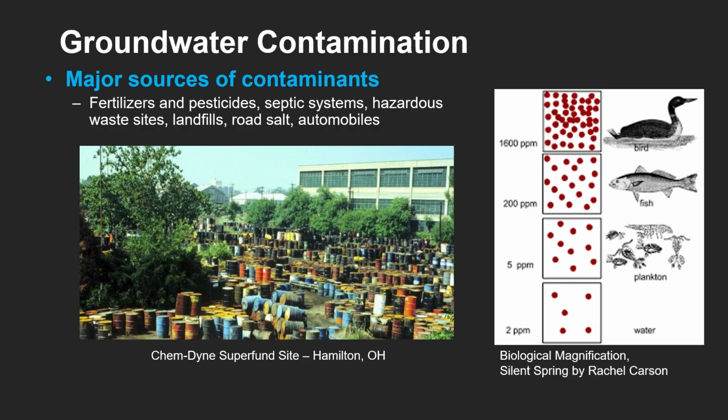Common sources of groundwater contamination include fertilizers, septic systems, landfills, and hazardous waste sites. The ChemDyne Superfund site in Ohio is a stark example. Hundreds of thousands of gallons of hazardous waste were stored in barrels that were simply set on the ground. Over time, the barrels rusted and leaked their contents into the water system. Cases like this highlight how vulnerable groundwater is and how difficult it is to restore once polluted.